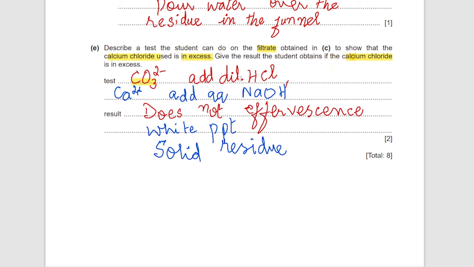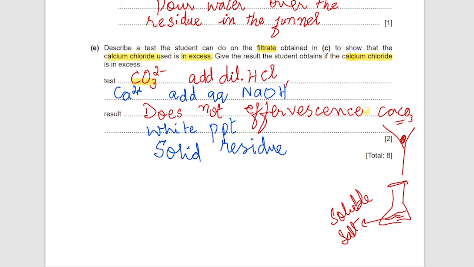If we add dilute hydrochloric acid, it means there are no carbonate ions, because all carbonates are used up to make an insoluble salt, that is our calcium carbonate. So calcium carbonate is an insoluble salt and remained on the filter paper, not in the filtrate, right? Filtrate is our product, where filtrate is basically our soluble salt, whereas our calcium carbonate is our insoluble salt. So first we will check whether the carbonate ions are present or not.